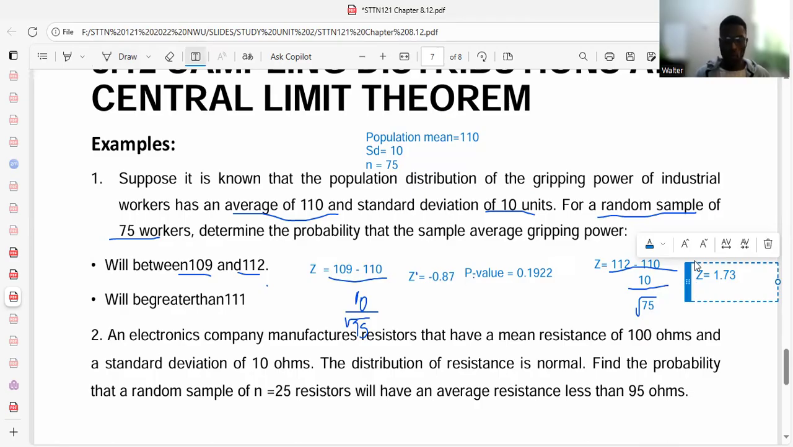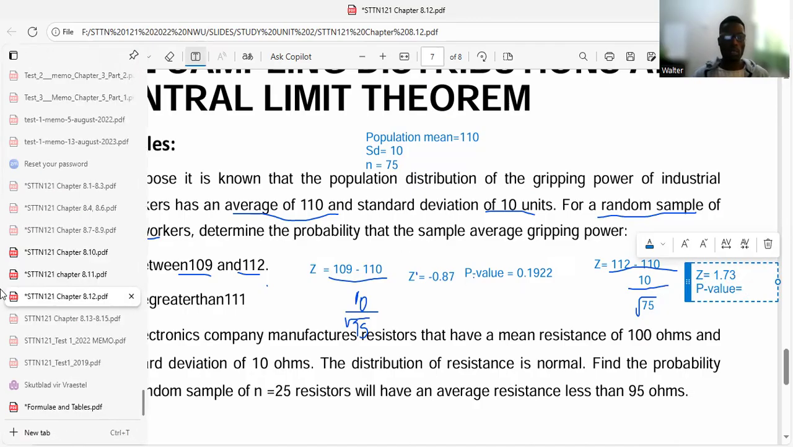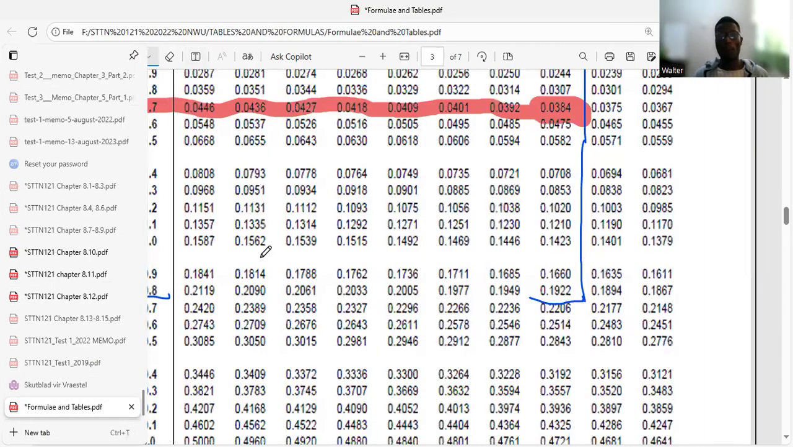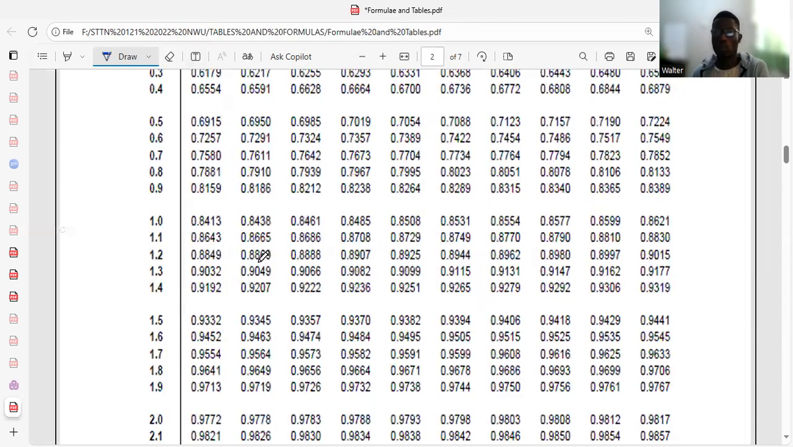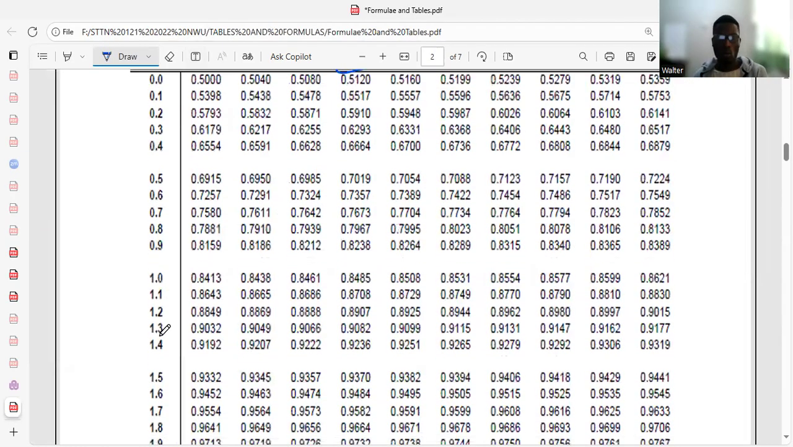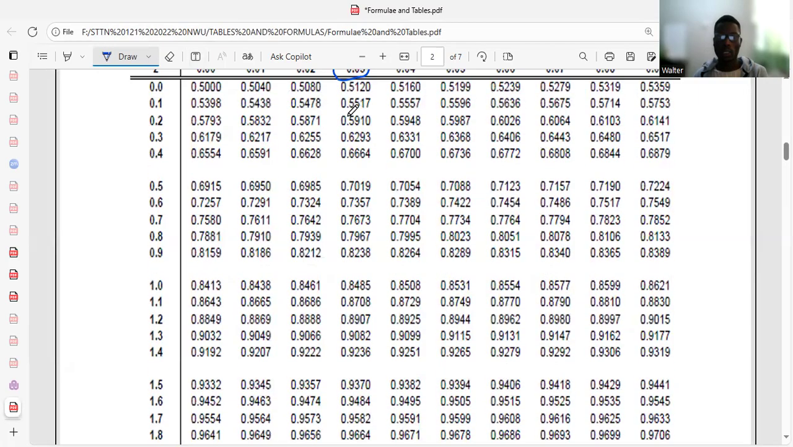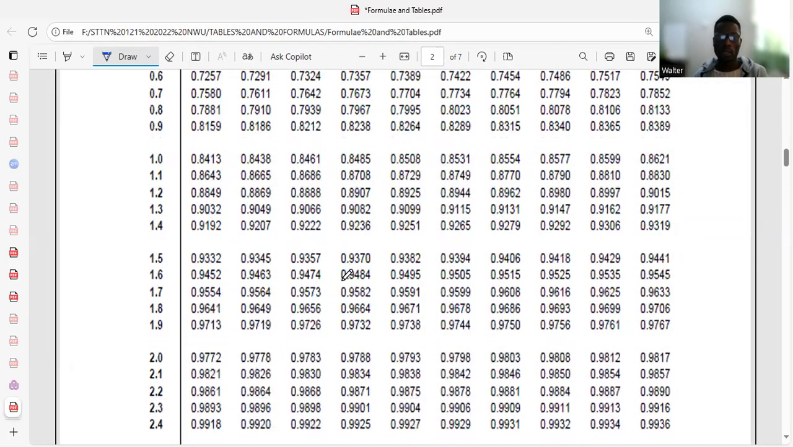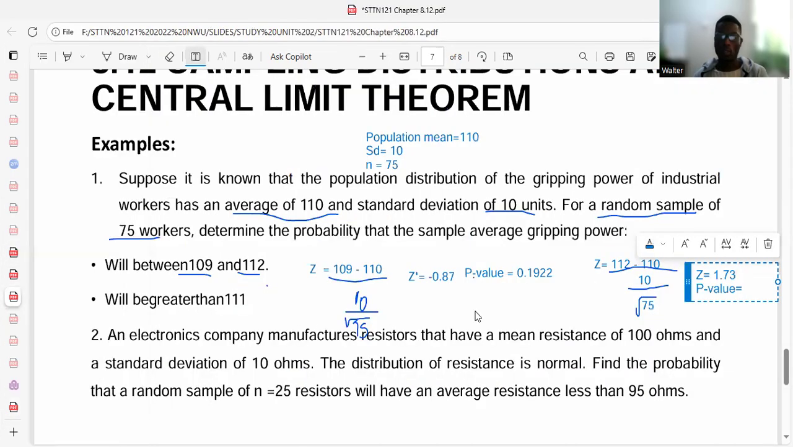Now the p-value for this one: we're going to check the probability on the formula sheet under the positive table. We check 1.7 under 0.03, because the last digit is 3, and we divide it by 100 to get 0.03. It's here, and this is 0.9582. Now we have two probabilities.